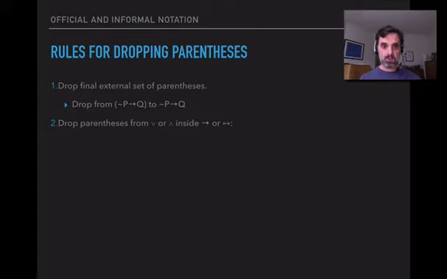The second rule says you can drop parentheses from around a conjunction or disjunction when the conjunction or disjunction is immediately inside of an arrow or a double arrow.